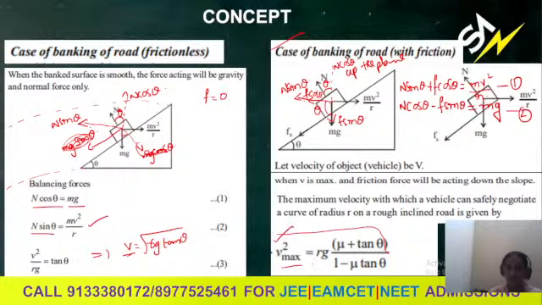So this is the maximum safest speed to be maintained. By solving equations 1 and 2, we get this equation: v equals root of Rg into mu plus tan theta by 1 minus mu tan theta. So on a banked road with friction, this is the maximum safest speed when the vehicle has the tendency to move up the plane. In hill stations, for a vehicle moving up the hill, we need to maintain this maximum safest speed.